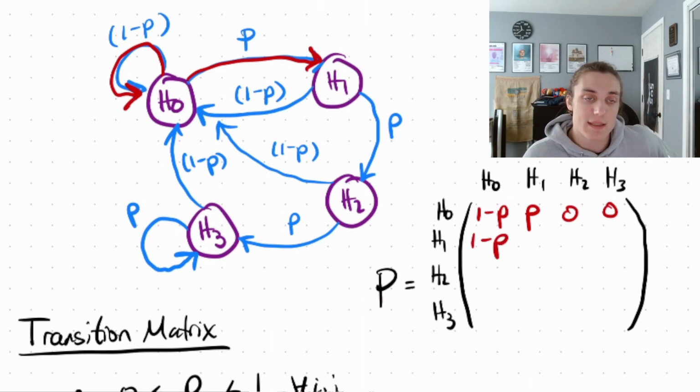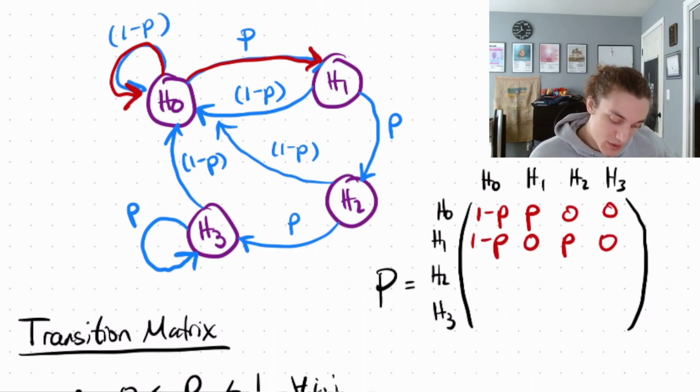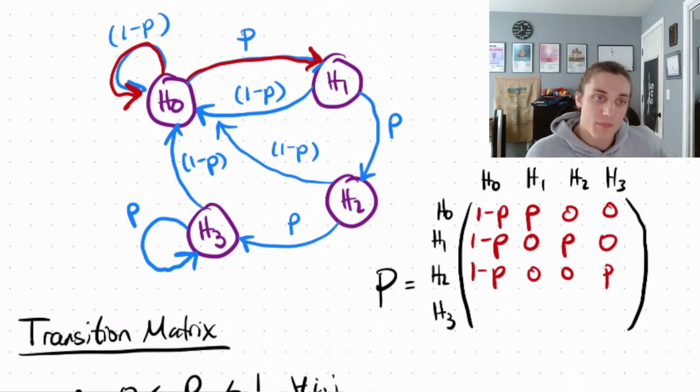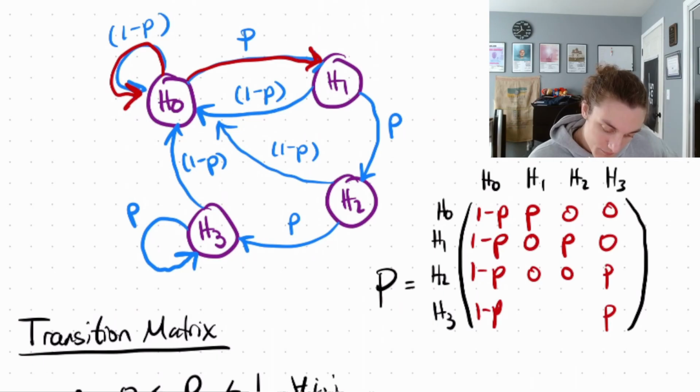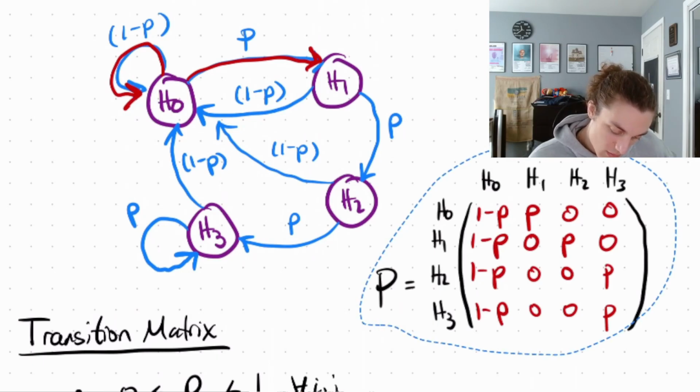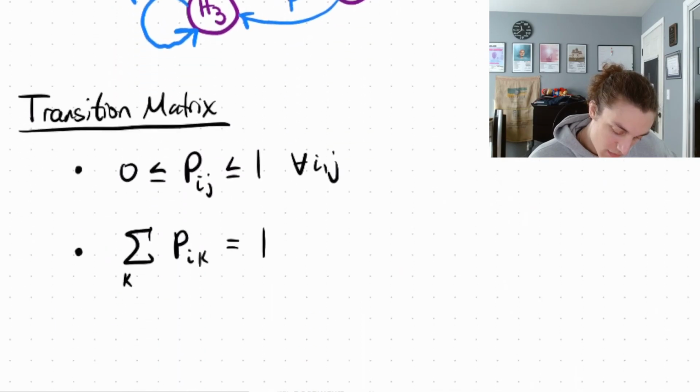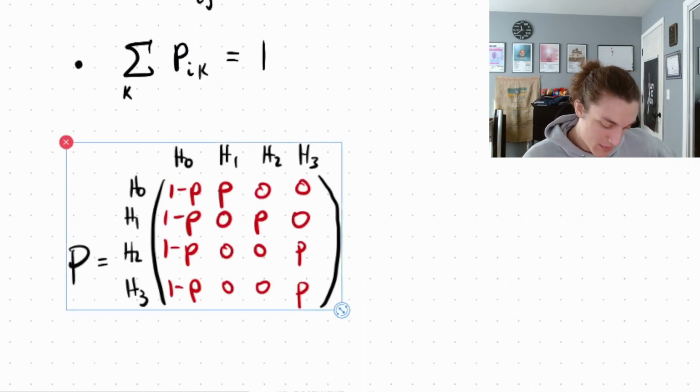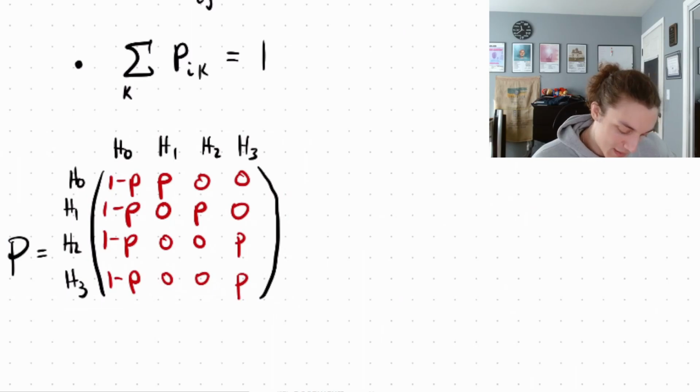H1 to H1, can it stay in the same state? Nope. With probability p, it goes to H2, and then 0. H2 can either go back to H0 with 1 minus p, or it can go to H3 with p. And then H3 either goes to itself or it goes back to 0. And this right here is our transition matrix. And this is going to let us answer a whole bunch of questions related to this process, X sub n.